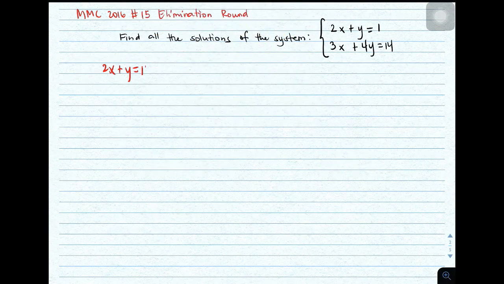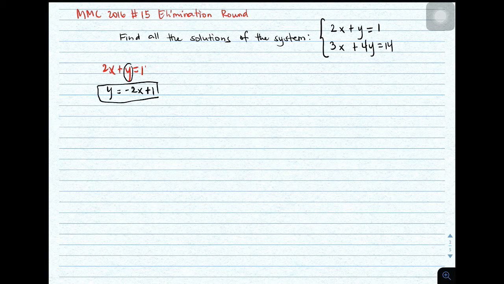Bakit ko sinabi mas madali yung substitution? Kasi meron na tayo ditong term na ang coefficient ay 1. So we can find the value of y as y is equal to negative 2x plus 1. Ito muna yung temporary value of y. Ano nga yung magiging purpose niyan?